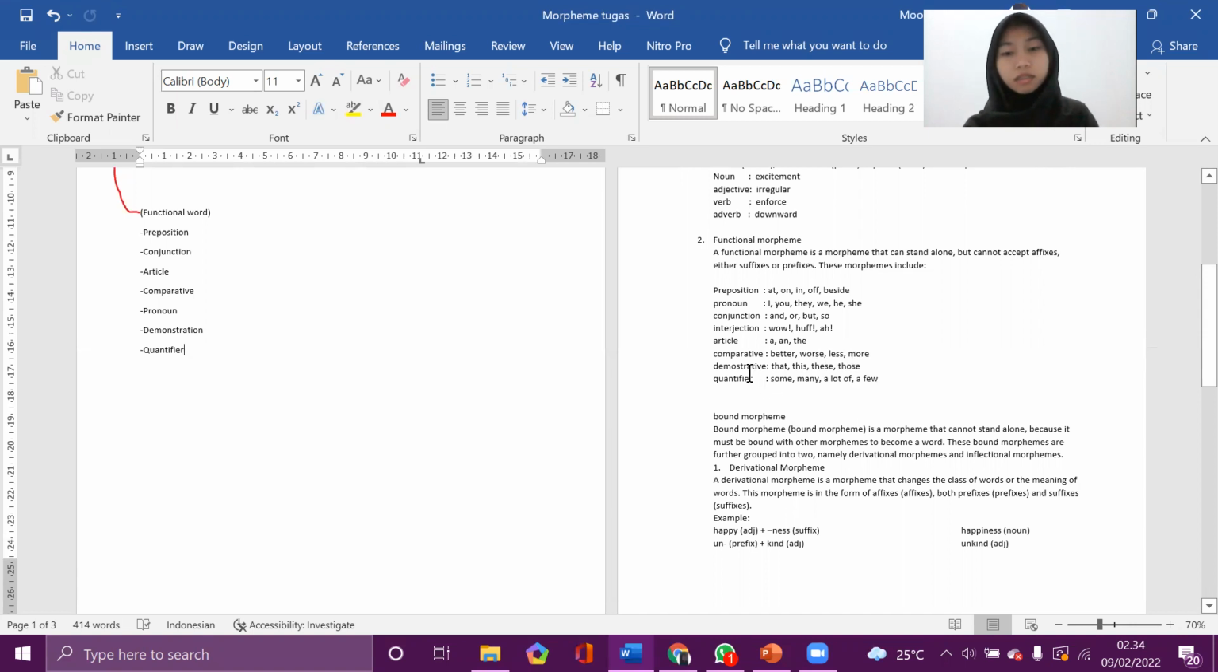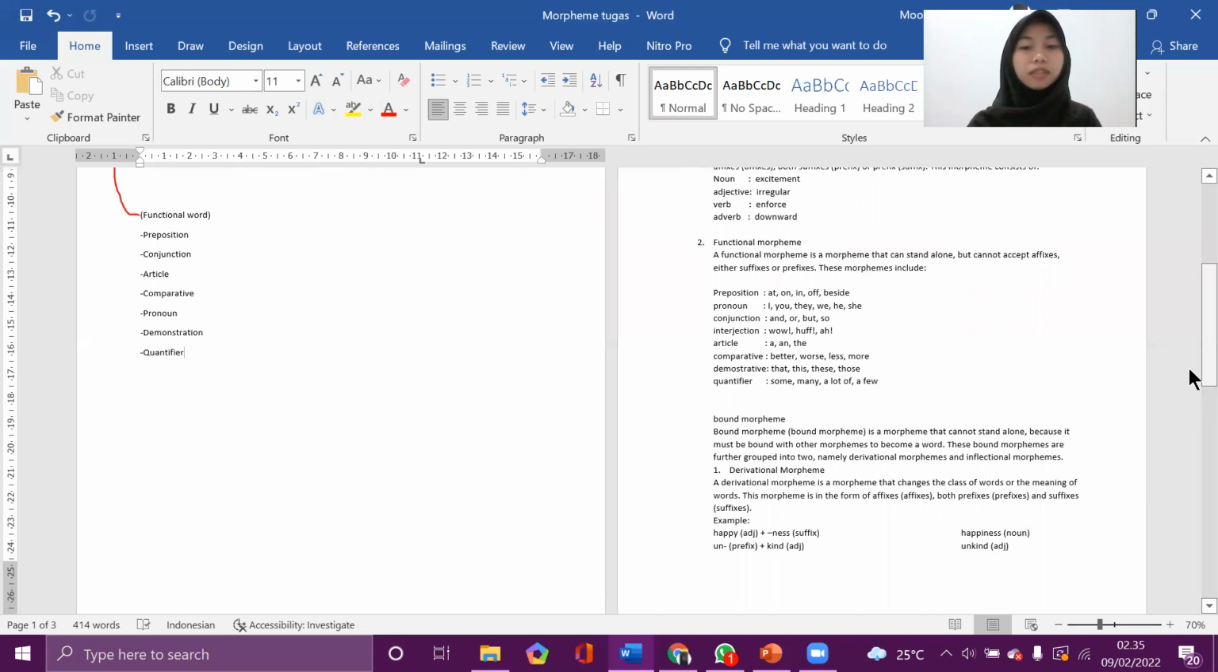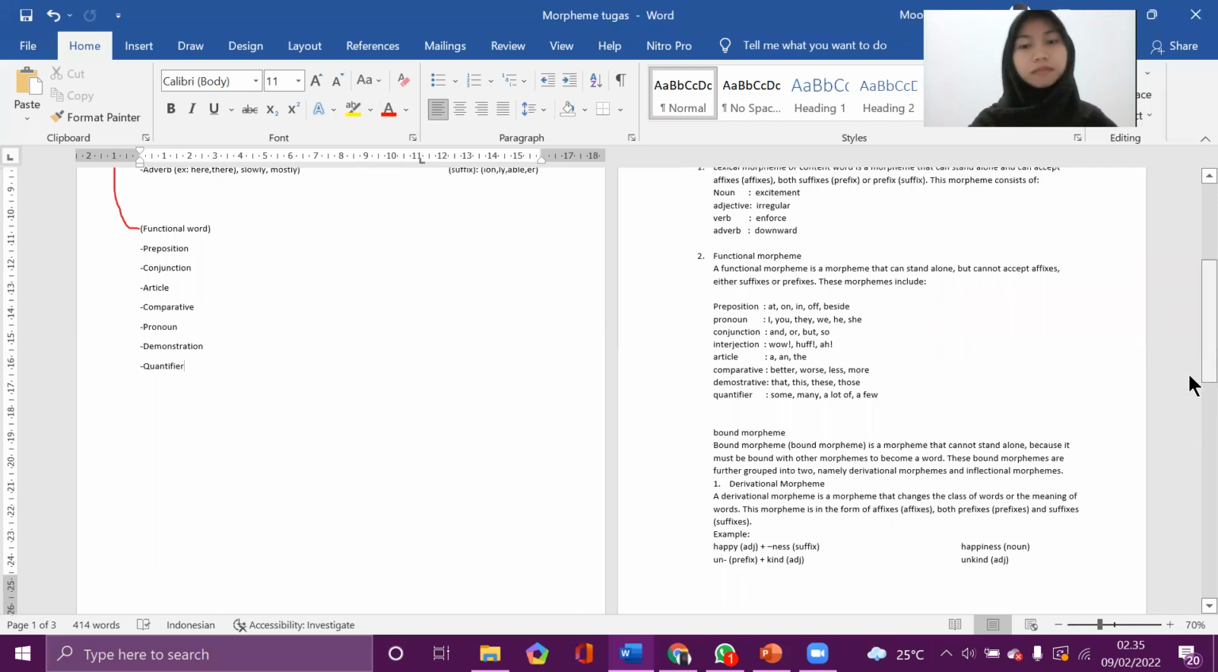And the next we're going to talk about demonstrative. Demonstrative pronoun, like kata ganti petunjuk, is included in the definition of pronoun. And examples are that, these, this, and those. And the last part of functional morpheme is quantifier. Quantifier is a word that precedes a noun and serves to indicate the amount of the noun. So the examples are some, many, a lot of, and a few.